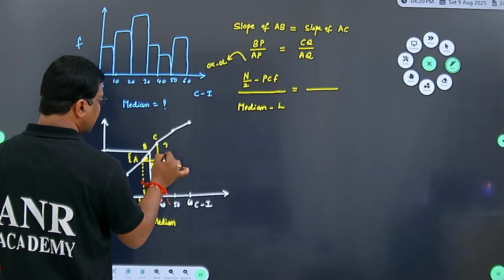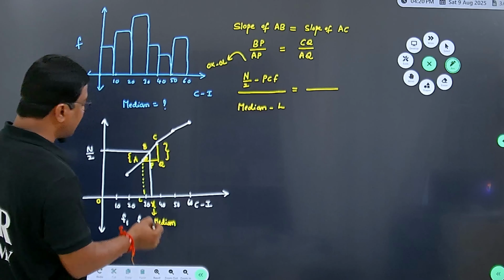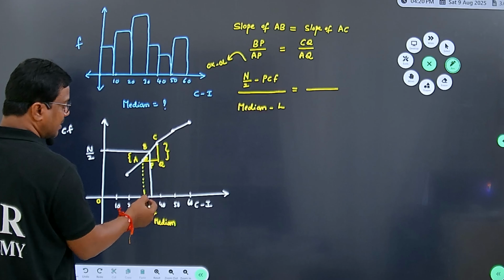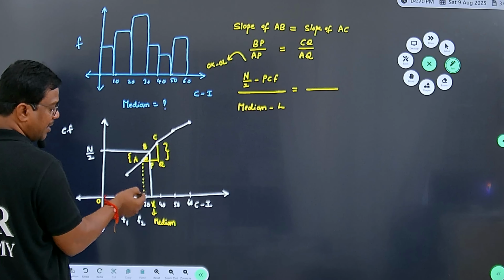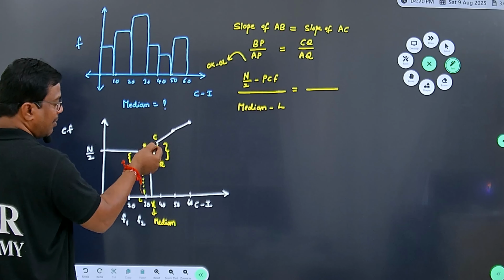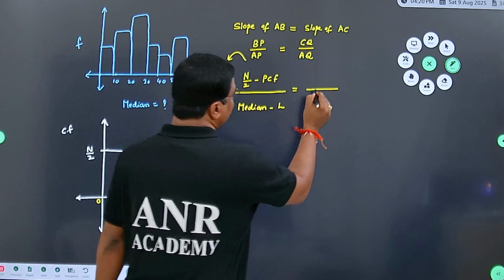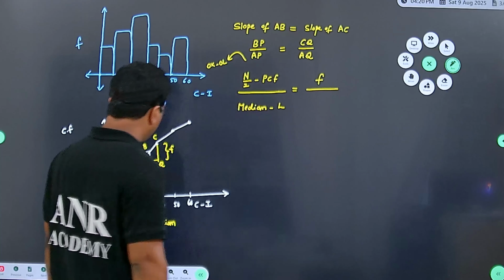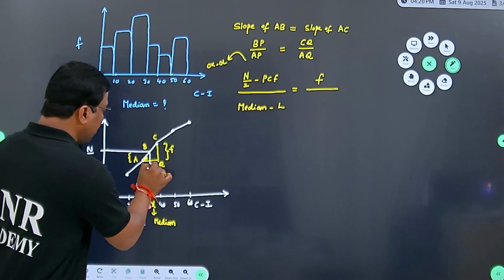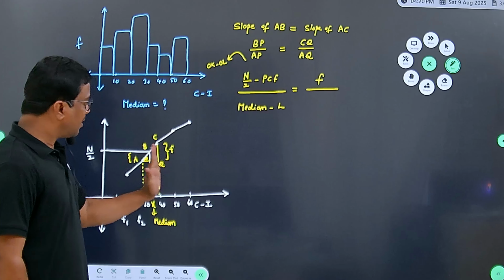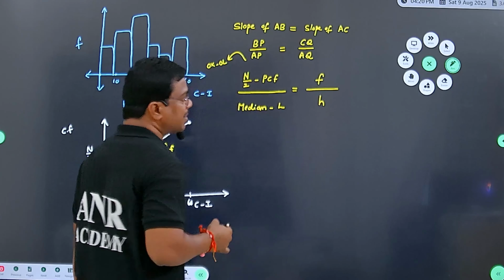this difference, I can write as the frequency of the median class. Why? Because up to here it is the preceding frequency. In this interval, the value of C indicates the frequency of the median class. So here I am going to write small f. Next, AQ, A to Q, it is the width of the class interval. So here I can write small h.